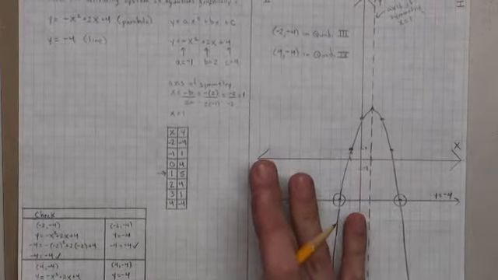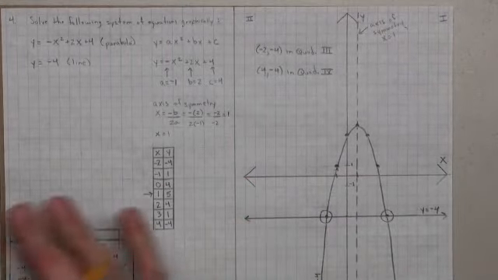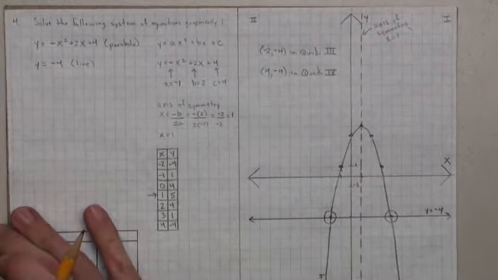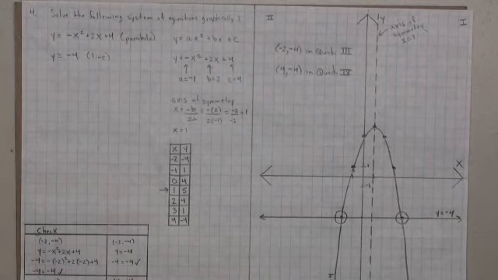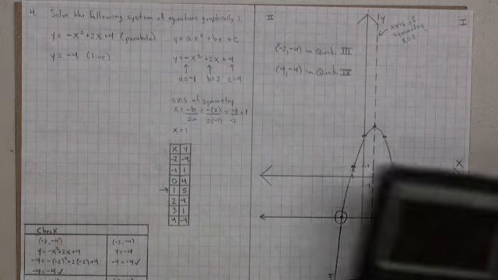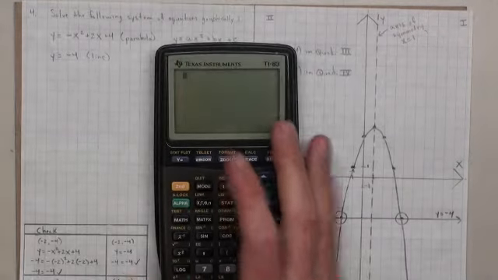Alright? The only thing we have to do now is check it with the graphing calculator, which we forgot to do for the last problem. So we're going to do it for problem 3 and problem 4 right now. Okay? And you have to do this because you need this practice.